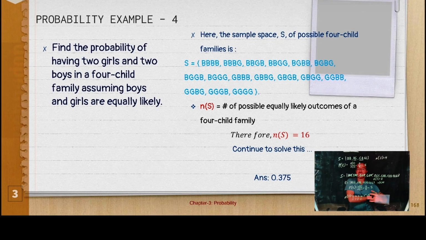And then from there, you would just need to figure out, of all of those, how many of them have exactly 2 girls and 2 boys. So you'd have things like boy boy girl girl, boy girl boy girl, boy girl girl boy, things like that. You would just have to figure out how many have 2 of each, and you could find the probability in this case, which is 0.375.